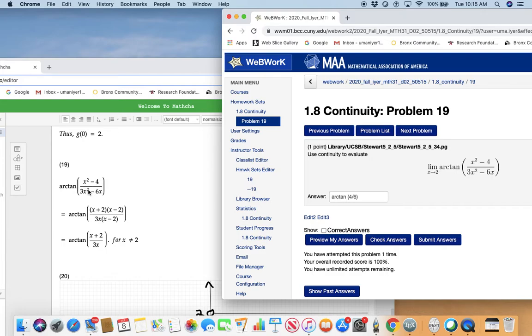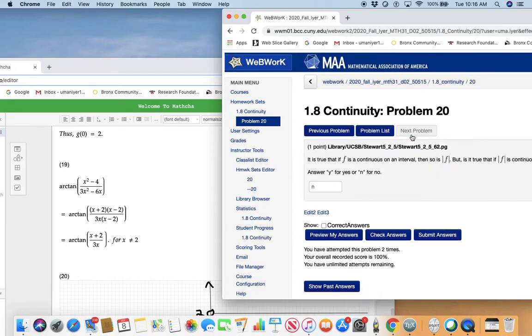x squared minus 4 over 3x squared minus 6x. Factor and factor. You can cancel these two as long as x is not 2. So arctan of (x plus 2) over 3x. Now I want to let x approach 2. So 2 plus 2 is 4. 3 times 2 is 6. So arctan of 4 over 6.